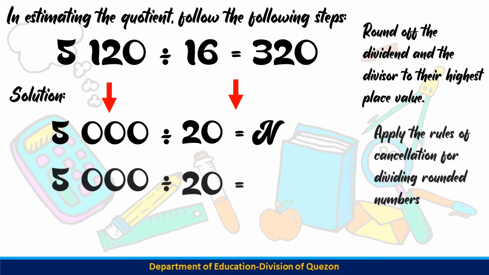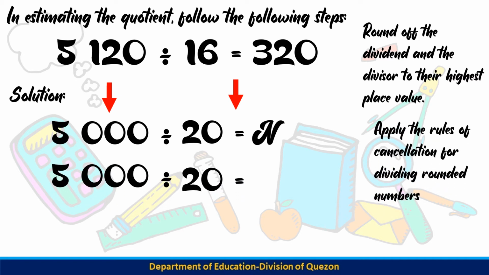Second step, apply the rules of cancellation for dividing rounded numbers. O, yung sabi natin kanina, ilan ang zero ng divisor? It has only 1. So, only 1 lang po ang ating ikakancel. The other one is to the dividend. So, 500 divided by 2 is 250. O, hindi pa po tapos yan.